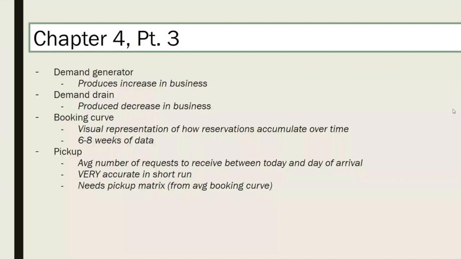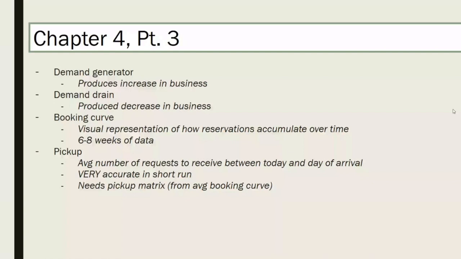A booking curve is essentially a graphical presentation that illustrates how reservations accumulate over time. So I think we've all seen in class the graph that looks at how many more bookings we have. Leisure guests tend to book early, and so you see the booking curve tends to start very high, very early. Business guests tend to book late, so the booking curve tends to increase very rapidly.